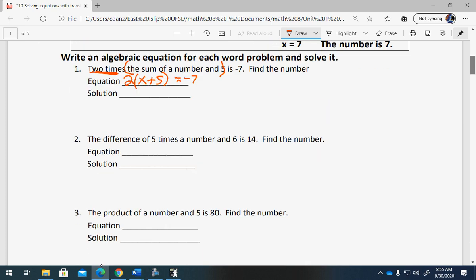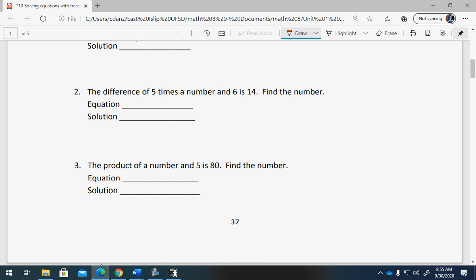Number 2, the difference. That's a subtraction. Difference means to subtract. The difference of, so I have to subtract something. I need to subtract 5 times a number and 6. And the result is 14.